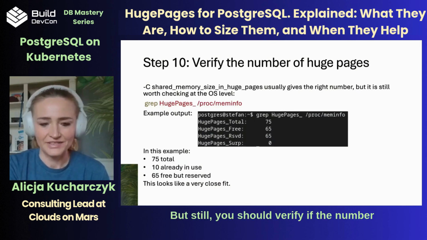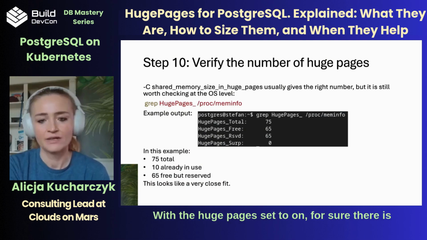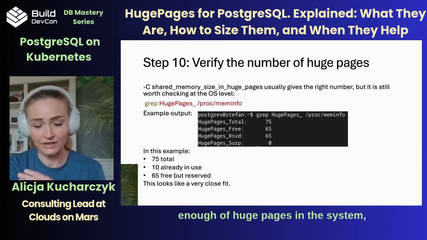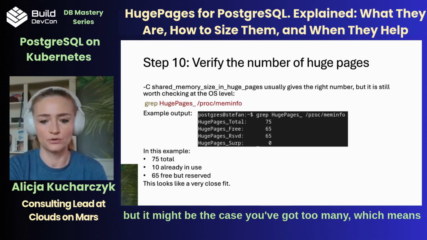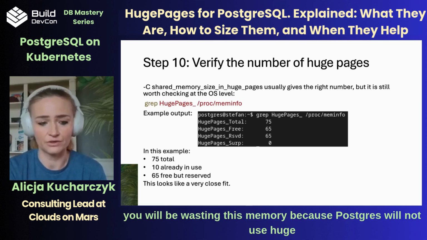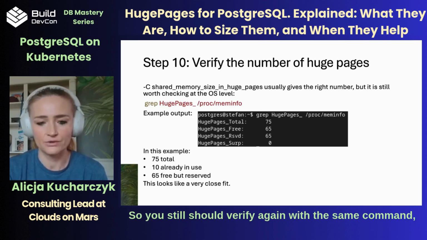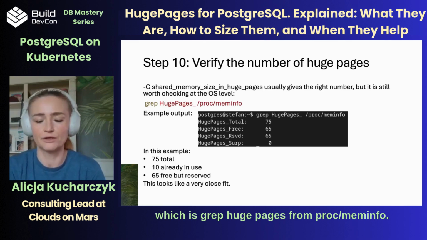But still, you should verify that the number of HugePages was allocated properly. With HugePages set to on, for sure there are enough HugePages in the system, but it might be the case that you've got too many, which means you will be wasting this memory, because Postgres will not use HugePages for anything other than the shared memory area. So you should still verify again with the same command, which is grep HugePages from /proc/meminfo.